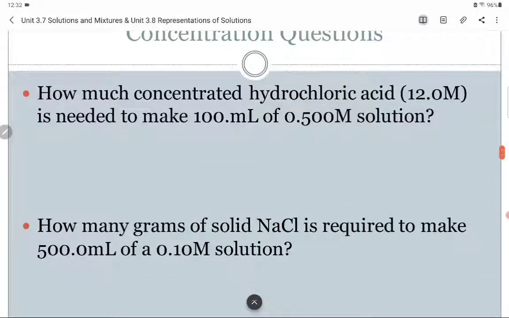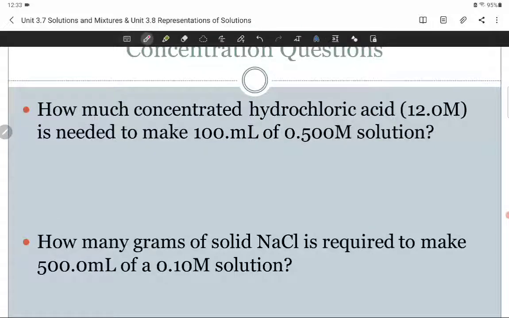Okay, so we have a hydrochloric acid solution. How do I know it's a solution? 12.0 big M, that's molarity. And we're trying to make a new molarity. So that's a dilution, so we can use M1V1 equals M2V2.